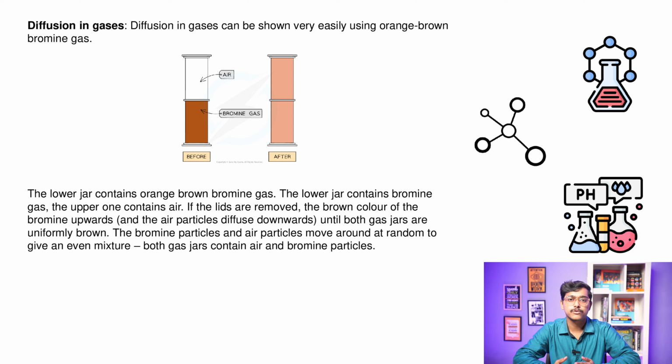Diffusion in gases can be shown very easily using orange-brown bromine gas. The diagram shows this experiment. The lower jar contains bromine gas while the upper jar contains air. When the lids are removed, the brown bromine gas particles diffuse upwards while the air particles diffuse downwards until there is an even mixture of brown. The bromine gas particles and the air particles move at random to give an even mixture. So both gas jars contain an even mixture of brown colored bromine gas and air particles.